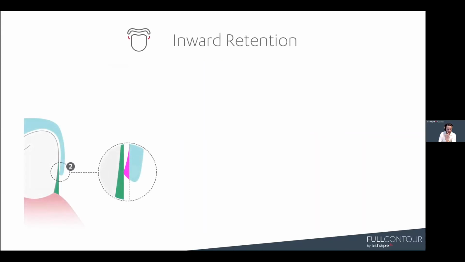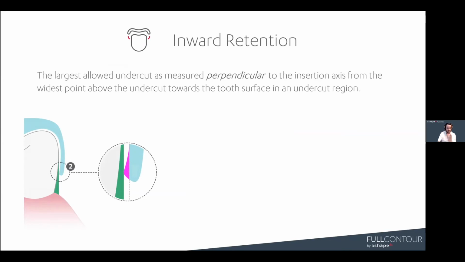So inward retention, we're going to dive into this a little more. Basically, we survey the model, we apply blockout under the height of contour, and it's the largest allowed undercut as measured perpendicular to the insertion axis from the widest point above the undercut towards the tooth surface and in the undercut region. I know that's kind of a mouthful, but basically you've got your blockout coming down, and then you've got this inward retention where that green area is what's removed. So if you had your inward retention set to 0, then no blockout below the height of contour is removed. So it's going to be much more passive.